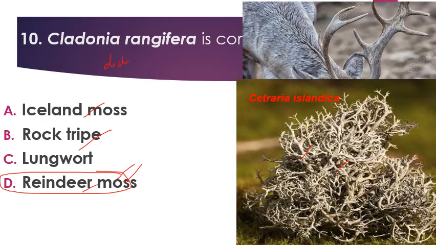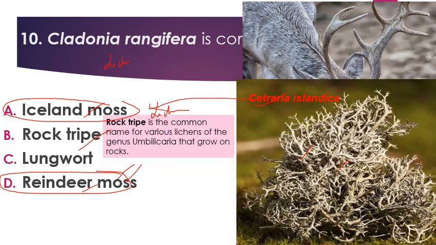Then next we have this Iceland moss. It's again a lichen. ये भी एक lichen है. That is Cetraria islandica. This is the botanical name of this lichen, that is Cetraria islandica. Then next is rock tripe. It is a common name for various lichens of genus Umbilicaria. ये भी एक lichen है and that grows on rock. ये saxicolous lichen है, means rock के ऊपर ये grow करती है.